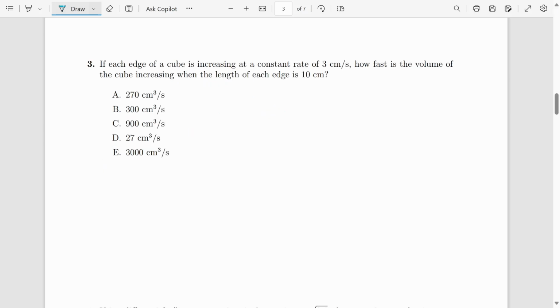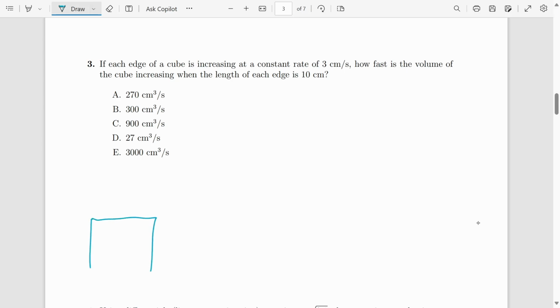Question 3. We've got a related rates problem. If each edge of a cube is increasing at a constant rate of 3 centimeters per second, how fast is the volume of the cube increasing when the length of each edge is 10 centimeters? Okay, so let's draw this out. That's always a good idea for related rates.